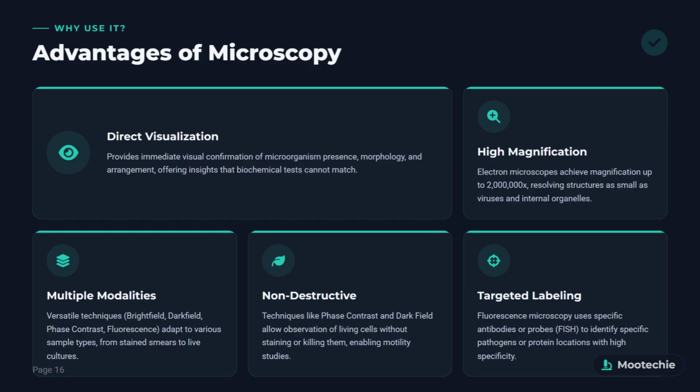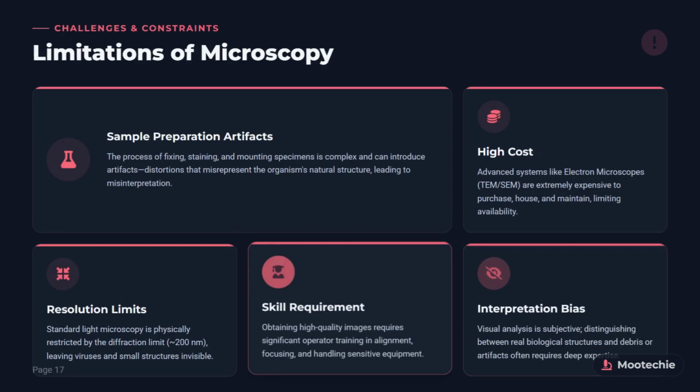However, there are challenges. This slide discusses the limitations of microscopy. Sample preparation can introduce artifacts, unnatural distortions that mislead the observer. The high cost of advanced instruments like electron microscopes limits access. Light microscopy has a fundamental resolution limit due to the physics of light, so viruses remain invisible under standard scopes. Operating these tools requires significant skill and training. Finally, interpretation can be subjective, requiring expertise to tell real structures from debris or artifacts.